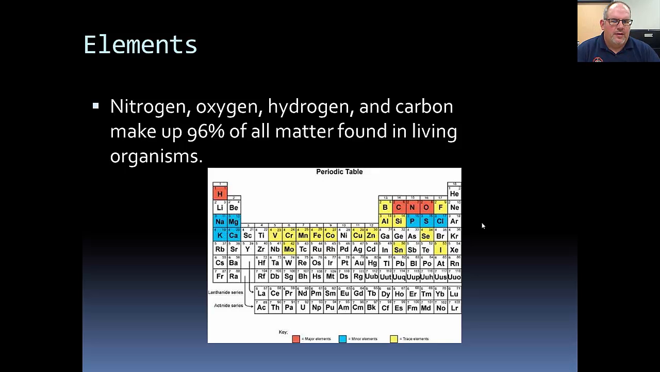But all these different elements that are listed on here are very important for making organisms and for life in general. And so 96% of all matter found in a living organism is going to be one of these things right here: a major element, minor element, or a trace element. The other 4% is actually just space.